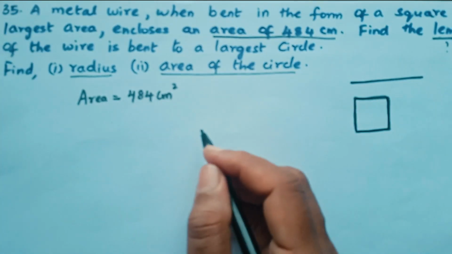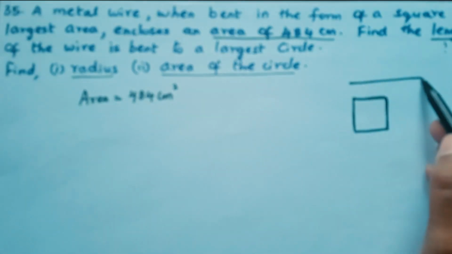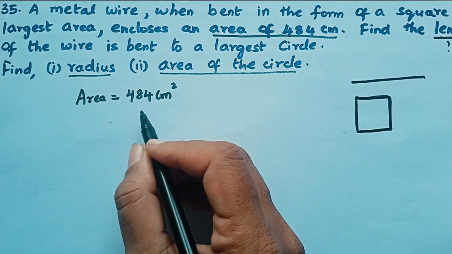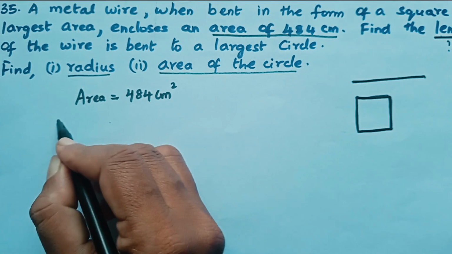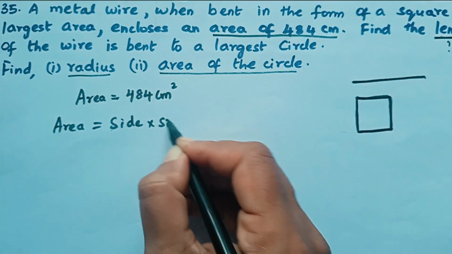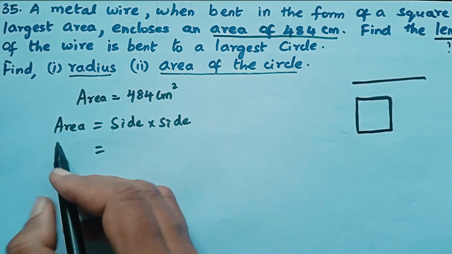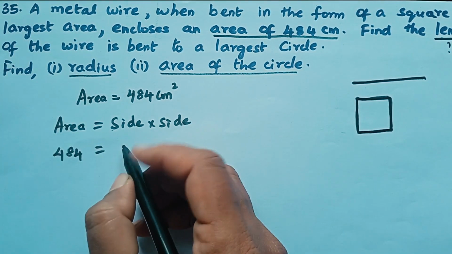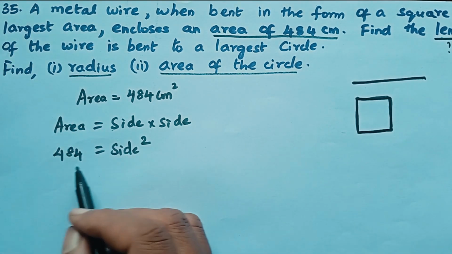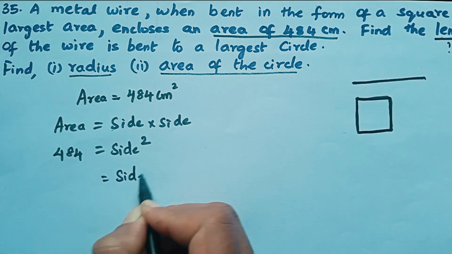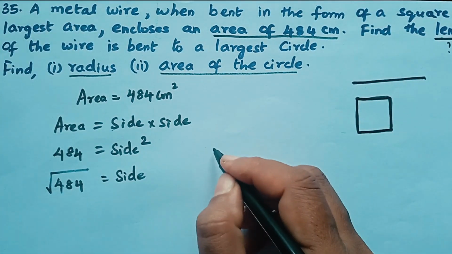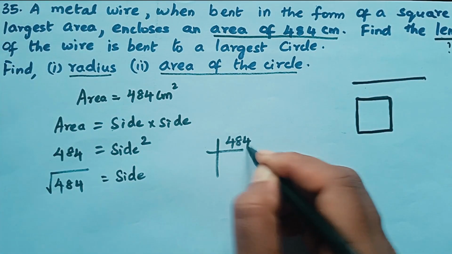So first we need to find the perimeter of the wire. They have given the area is equal to 484 centimeter. The area of the square formula is side into side, which is equal to the area they have given us, 484, and the side we don't know. That we need to find. So side square. To find the side, we need to find the root of 484. So to find the root of 484, do the prime factorization.